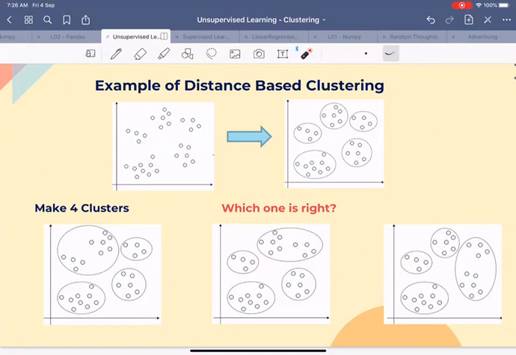Which interestingly brings us to the very logical question: which one is right? Okay. How do I say whether this is better or this is better or this is better? Or maybe four clusters is not the way to go. Five clusters is the only option, and so on.